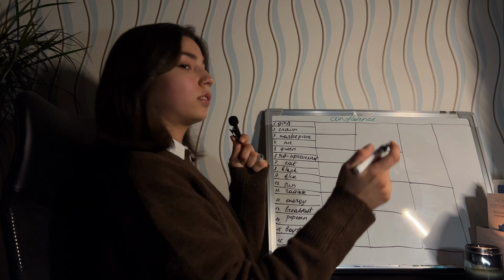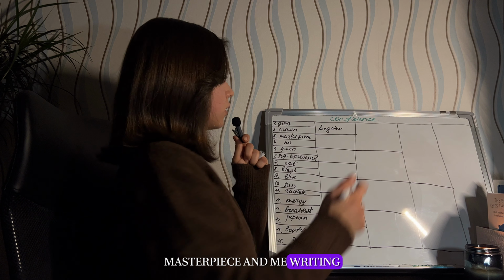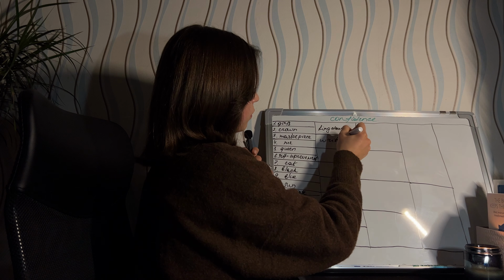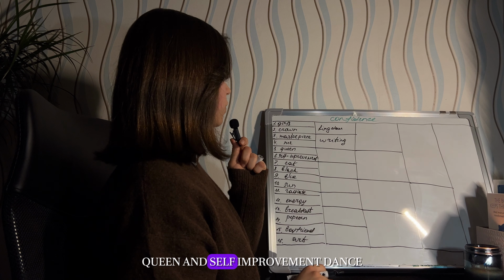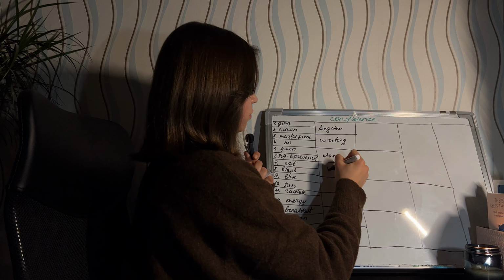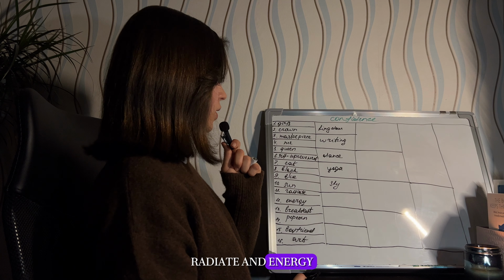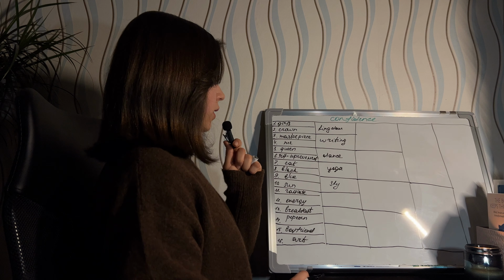Girls and crown. Kingdom. Masterpiece and me. Writing. Queen and self-improvement. Dance. Cat and black. Yoga. It doesn't have to make sense, I promise you. Blue and sun. Sky. Okay, this one makes logic. Radiate and energy. Stagnant. Breakfast and popcorn. No. It can be just no. Boyfriend and art. Relationship. So you want to just keep going.